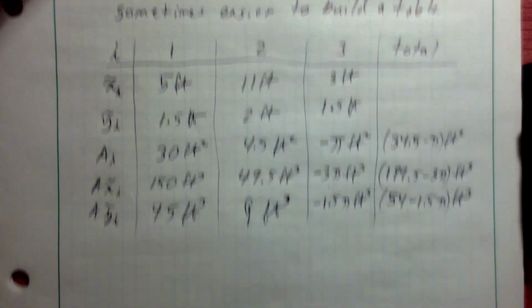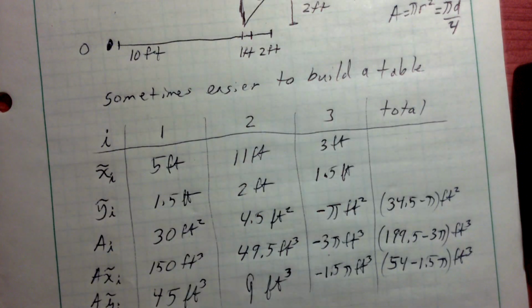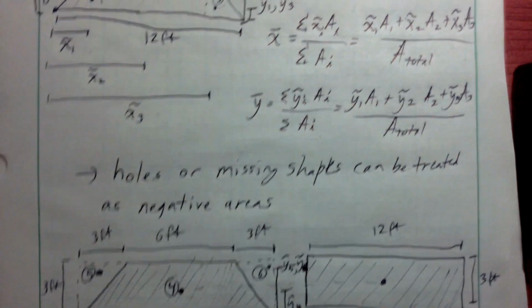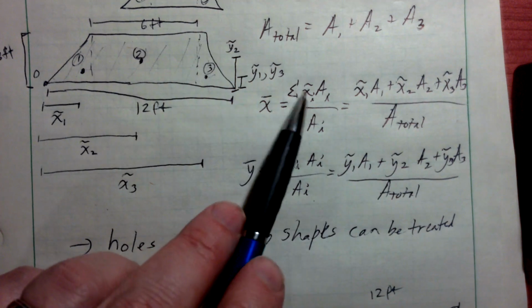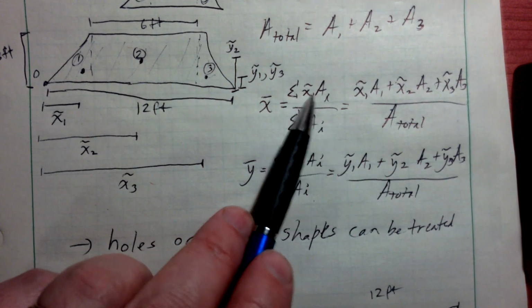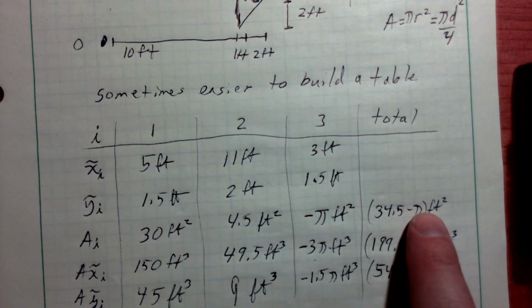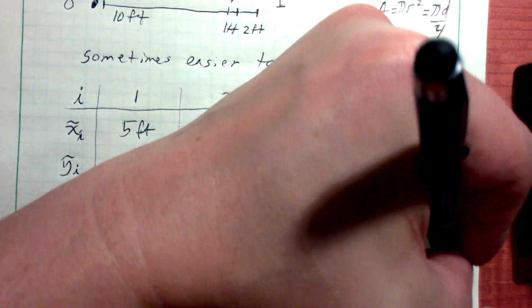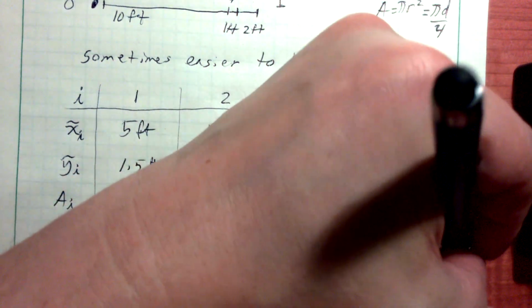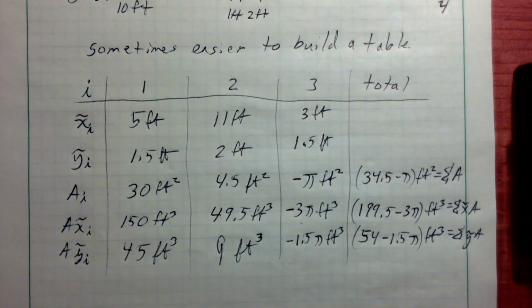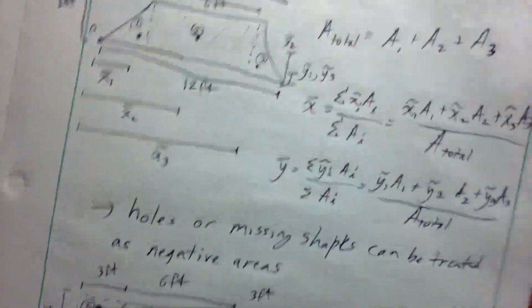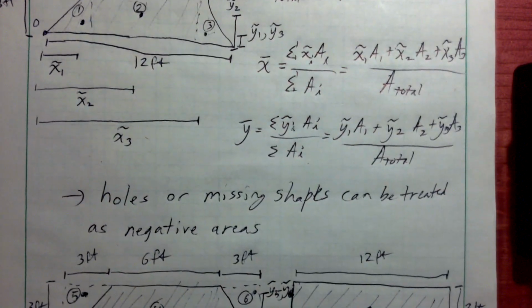Steve, why in the world would you do that? Well, again, remember, for a composite body, the x bar is going to be the sum of all these x tilde times a's divided by the sum of all the a's. What do I got right here? This is the sum of a. This is the sum of x tilde a. And this is the sum of y tilde a. So those are the quantities I've got there, and those are ready to plug right into those 2 equations.